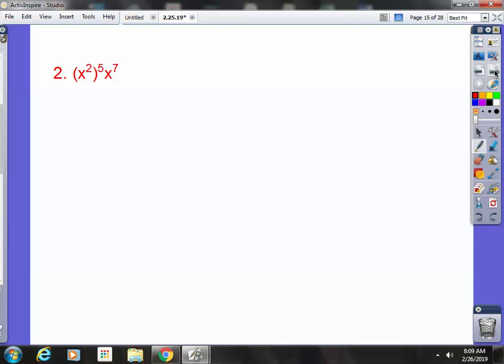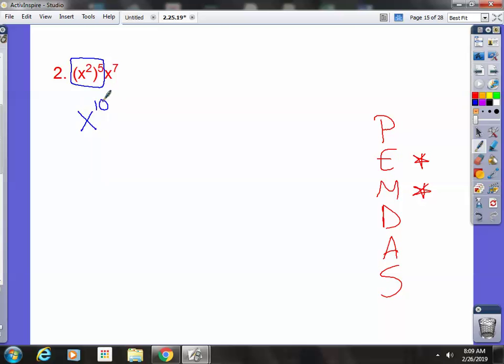Now, I want you to make sure you know what to do first. Remember PEMDAS? That hasn't gone anywhere. That's still very much a part of our problem. We want to do exponents before we do multiplication, correct? So what do I mean by exponent? Well, I mean that right there. What is x squared to the 5th power? x to the 10th power, correct? So I'm going to just change that to x to the 10th power.